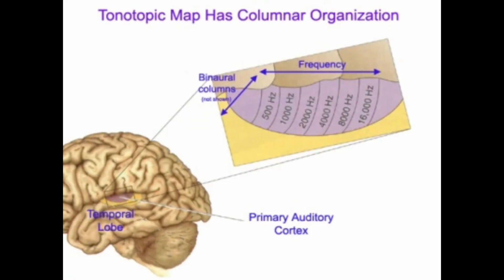These are the isofrequency columns. Each column is representing one characteristic frequency. So, in case of selective destruction of the auditory cortex, the person will be insensitive to only that particular frequency.